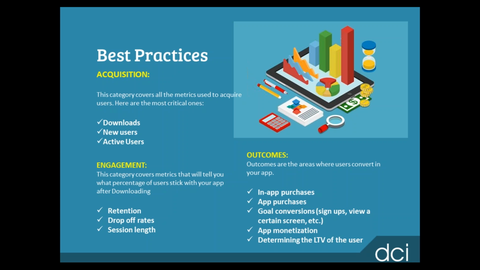And in the engagement part, these are the things which you have to measure: retention, drop-off ratios in each and every part of your application, and the session length of each and every session. And the outcomes: in-app purchases, app purchases, goal conversions, it can be signups, viewing a certain screen, unlocking a level, completing a level, or it can be making an in-app purchase.